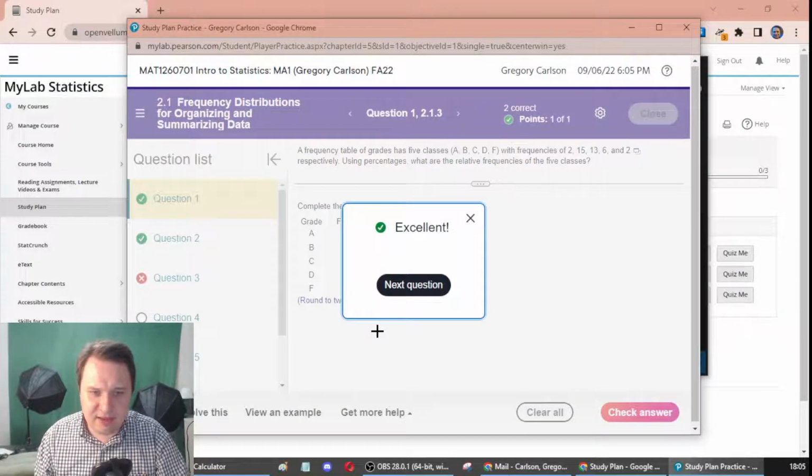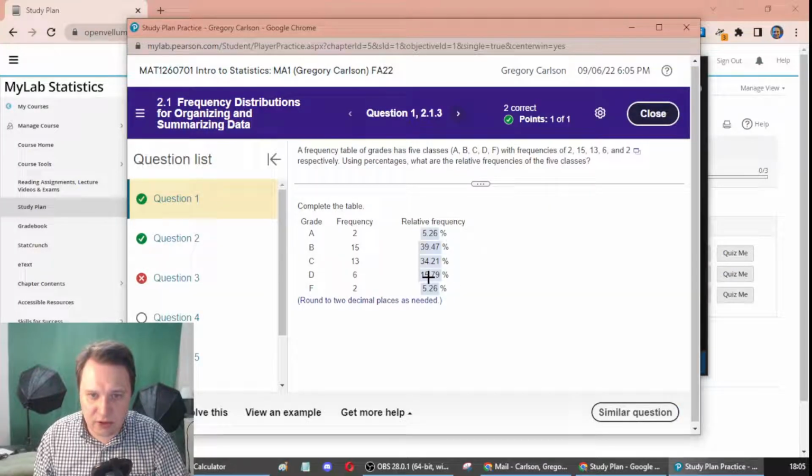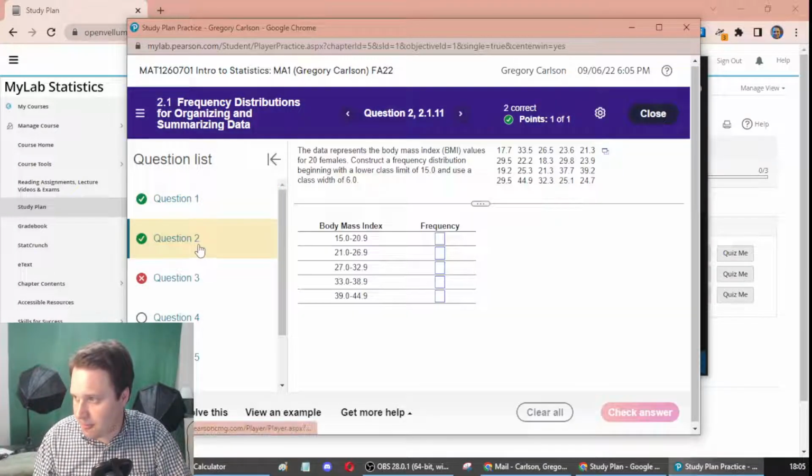So hopefully that makes sense. We just find the percentages. All of these percentages should add up to 100. If you're doing this one on a test, you might add them all up, and it should be almost exactly 100, maybe off by 0.01 or so if you're rounding. But anyway, let me know if you have any questions.